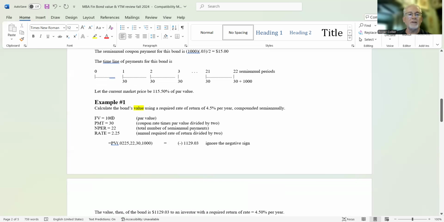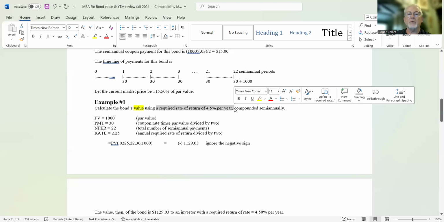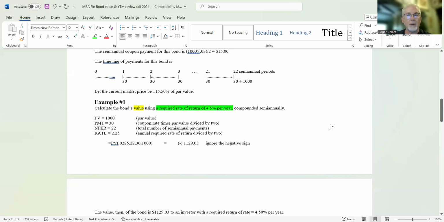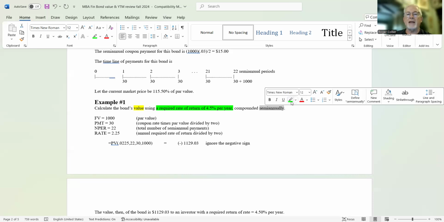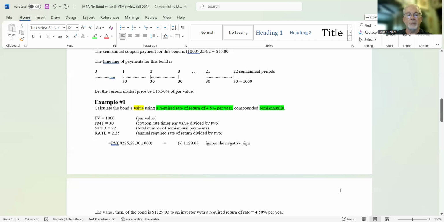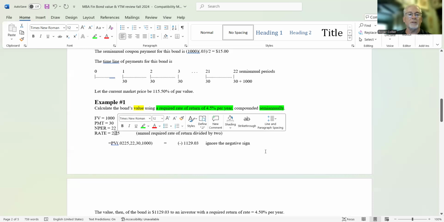Right, we know the par value is 1,000, the payment is 30, the number of periods is 22, and the rate is 2.25. Well, where in the world did I get that? Well, here is the required rate of return. I said I would give it to you. Don't worry about where it came from at this point. Here's the required rate of return, 4.5% per year, but our payments are semi-annual, are they not? Yes. So we need to divide it by 2, and that's why I've got 2.25%.